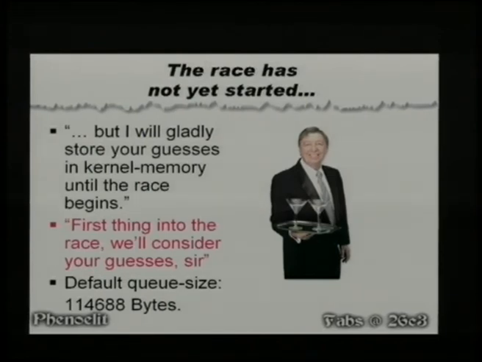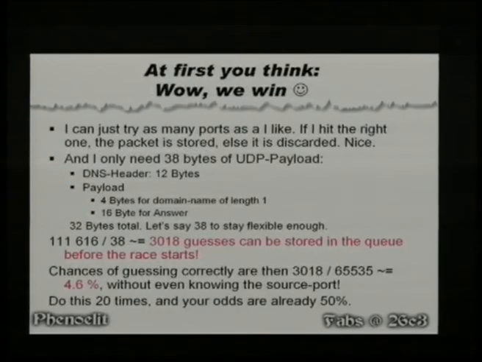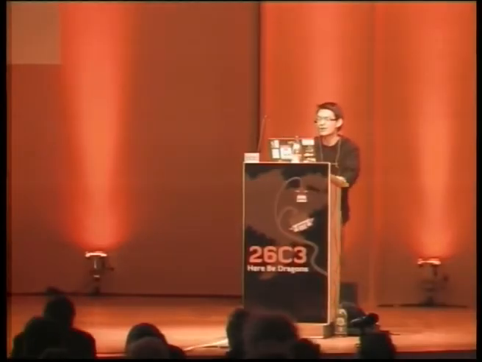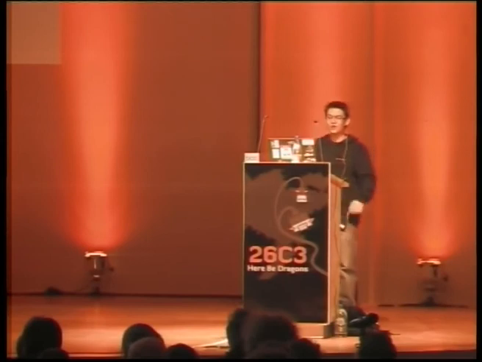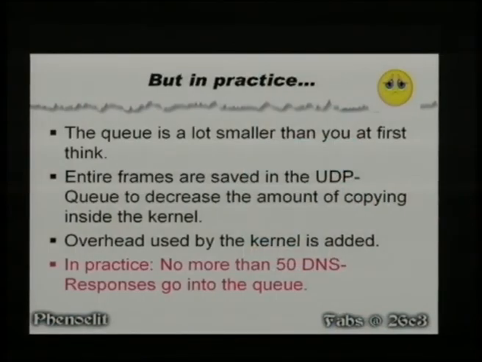Yeah. I will gladly store your guesses in kernel memory until the race begins. First thing into the race, we'll consider your guesses, sir. So the default queue size, at first looks pretty big. So you start calculating and writing down stuff, and it's like, oh, I do 20 tries, and I'm at 50% chance without knowing anything. But in practice, that doesn't work because of all of the overhead you have. This queue actually stores complete frames because, of course, when you receive frames, you don't really want to do a lot of copying. So in the end, you end up with 50 DNS responses you can place in the default queue. So that's nothing. You can't work with that.